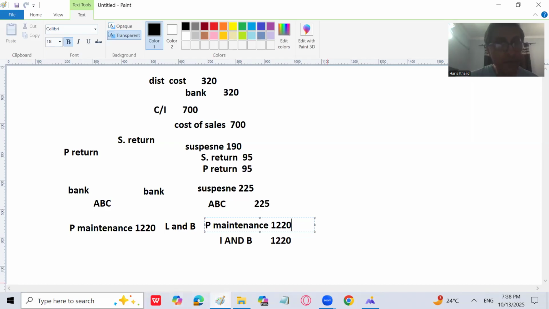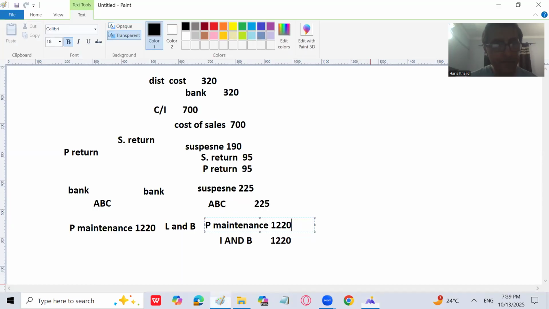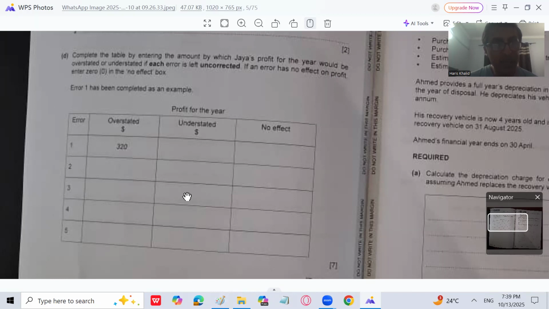Okay. Next is sales return and purchase return. Both are income statement accounts and both are going to be credited. It will increase profit, right? Because they are credited, you would add it in profit, but now you have to subtract it. It means the profit will be understated. So again, with the total amount of 95 plus 95, the profit is going to be understated. 95 plus 95 will be 190. So I will write here 190, profit understated. Okay, let me write it. I can write here 320, 190 understated.